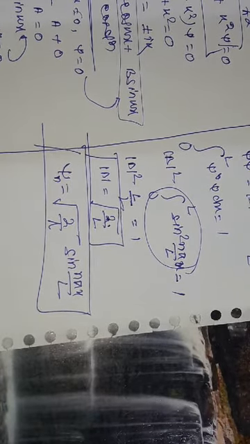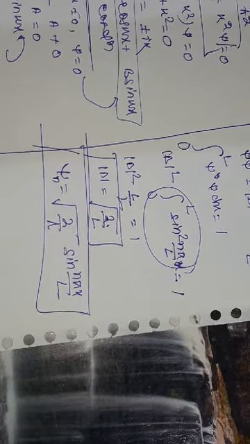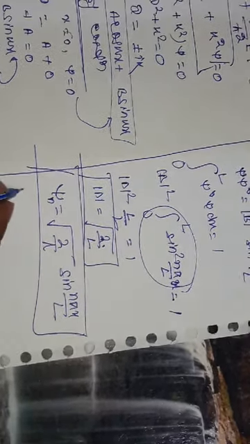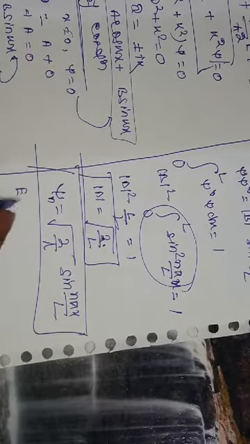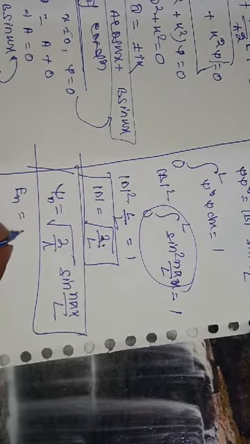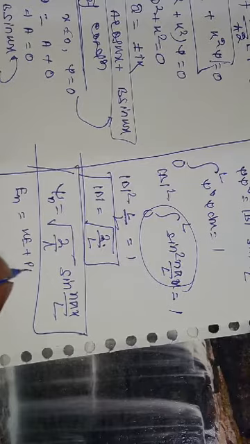And how can we calculate the energy of that particle? We know the total energy of the nth state is equal to kinetic energy plus potential energy.